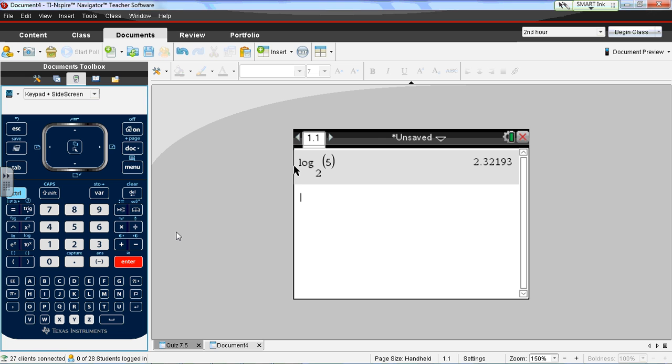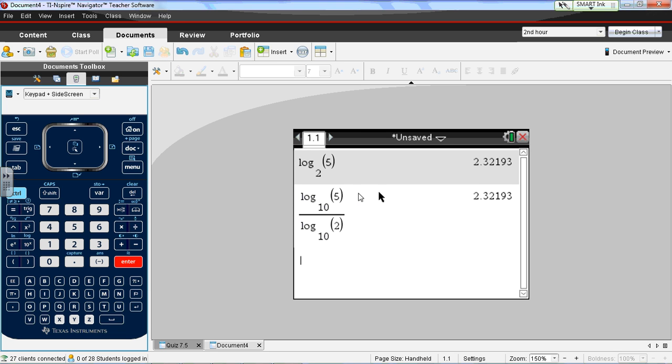Now, in the change of base formula, instead of this, I'm going to do the common log, rather the natural log, that's what this thing's called, of just 5, then divided by the common log of 2. Now you'll notice that this calculator, if you leave the base blank, changes it to base 10, which is what a common log is, and you get the same answer.